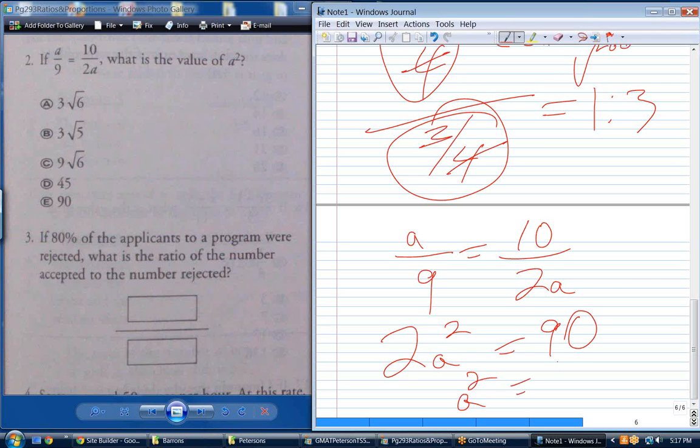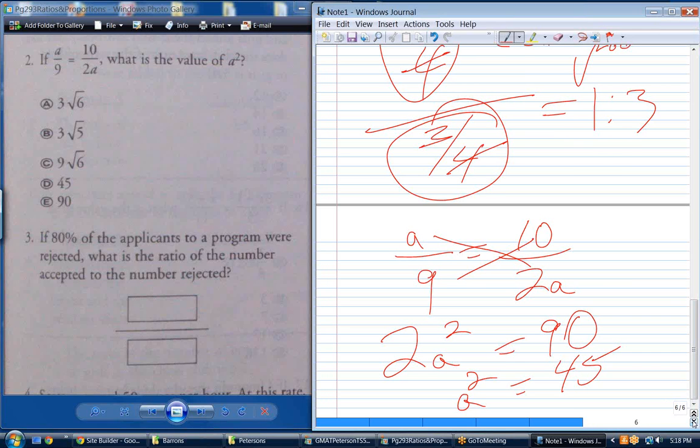So you don't divide them? Well, you multiply 9 times 10, you multiply a times 2a, and that just takes 2a squared equal to 90. So a squared is equal to 45. It's asking for a squared, not a. Oh, I know. I'm just saying, when you do that, it just eliminates the divided sign.